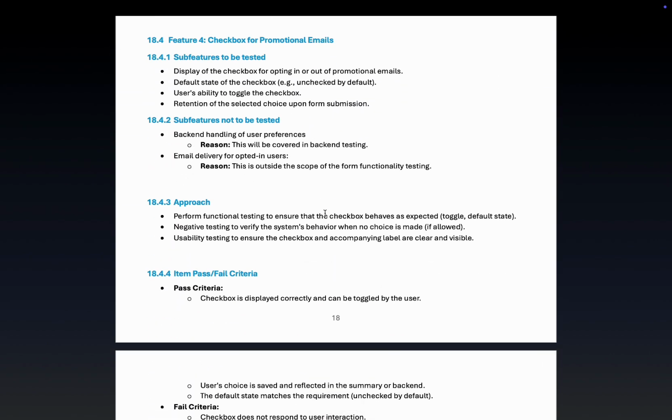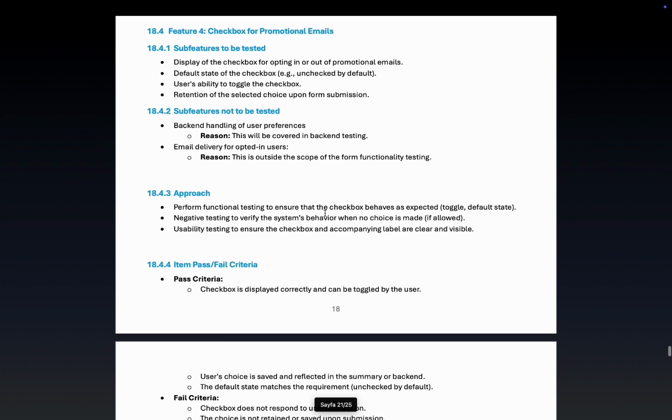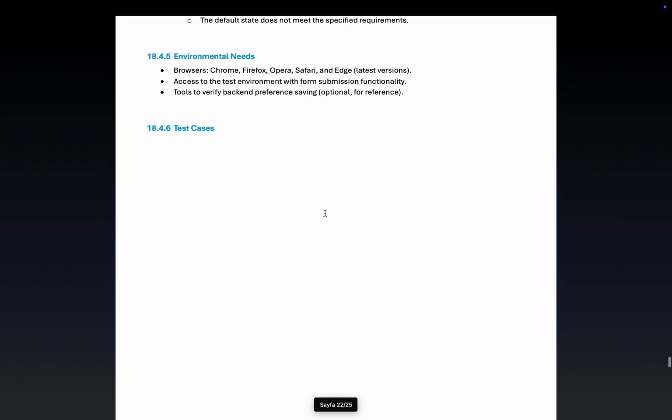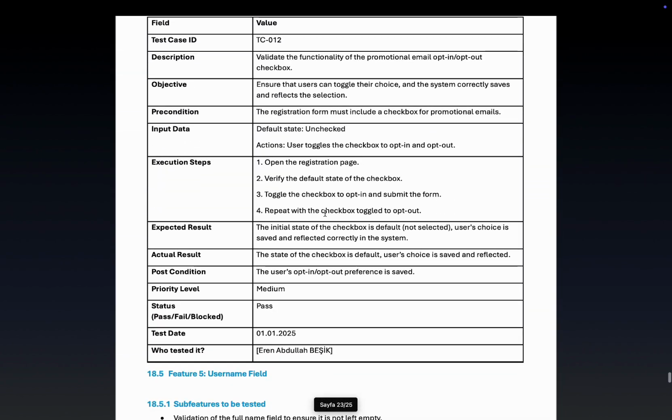Hi, I am Ömer. Now I'm going to explain the checkbox and then conclude. Feature 4, checkbox for promotional emails. We check if users can select correctly and if the default state is correct. Test case 12, selecting checkbox. The objective is the box is unchecked by default, it can be toggled and the choice is saved. And this test case status is pass.